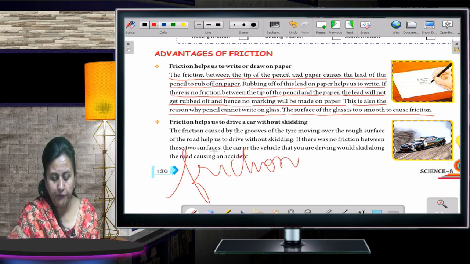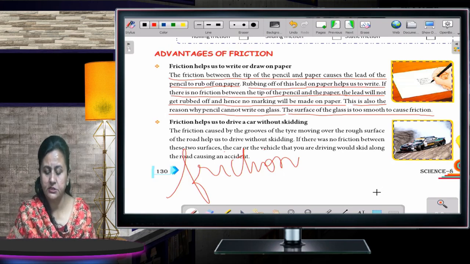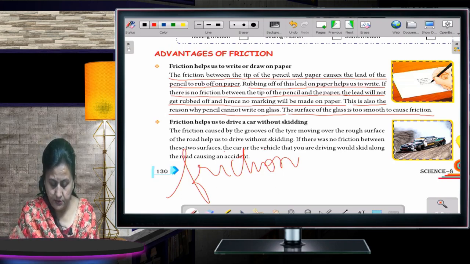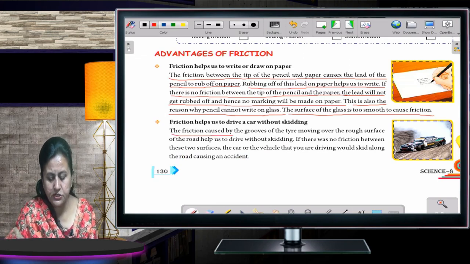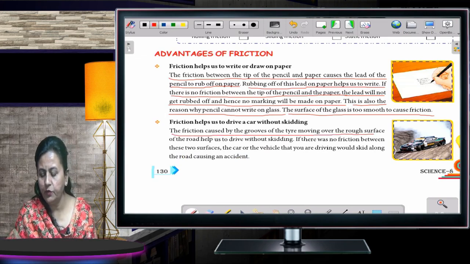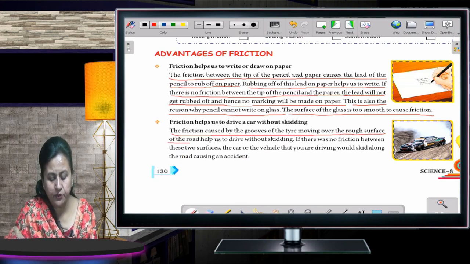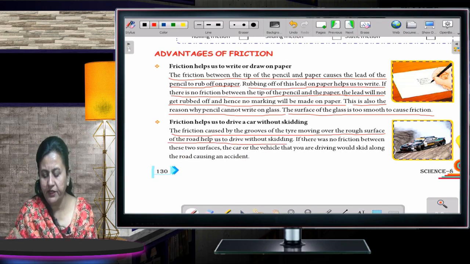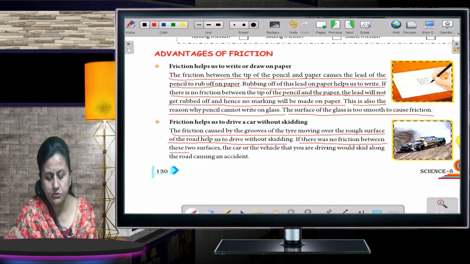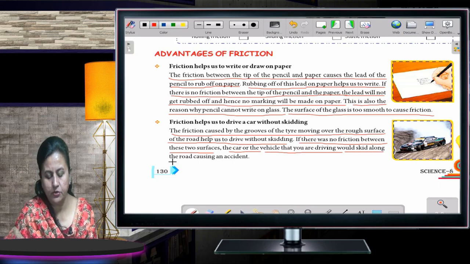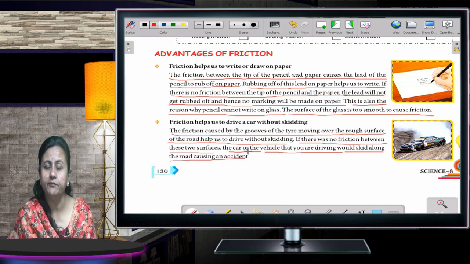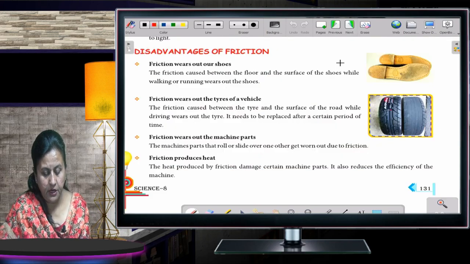Friction also helps us to drive a car without skidding. The friction caused by the grooves of the tire moving over the rough surface of the road helps us to drive without skidding. If there was no friction between these two surfaces, the car or the vehicle that you're driving would skid along the road, causing an accident. Due to friction only, the cars are able to move on the road. Fine. Now the next one.